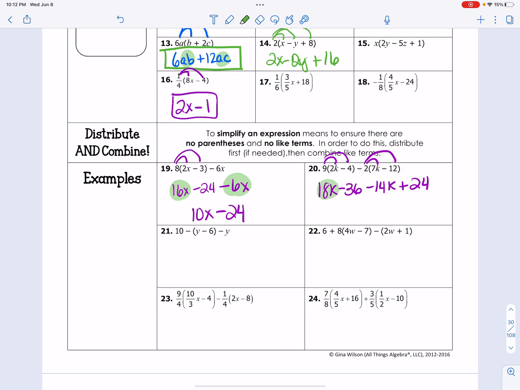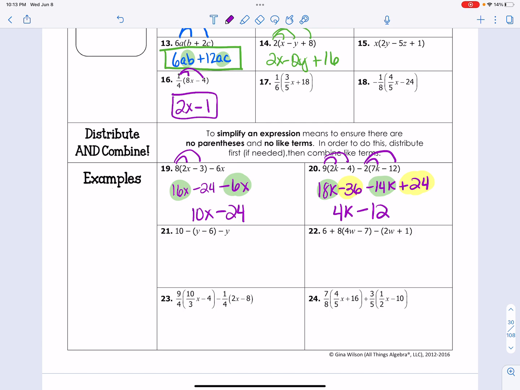So now I'm going to highlight my like terms. Those two things go together. 18 minus 14 is 4k. And then I'm going to highlight these, a negative 36 and a positive 24. I need a calculator for that. That's a negative 12.